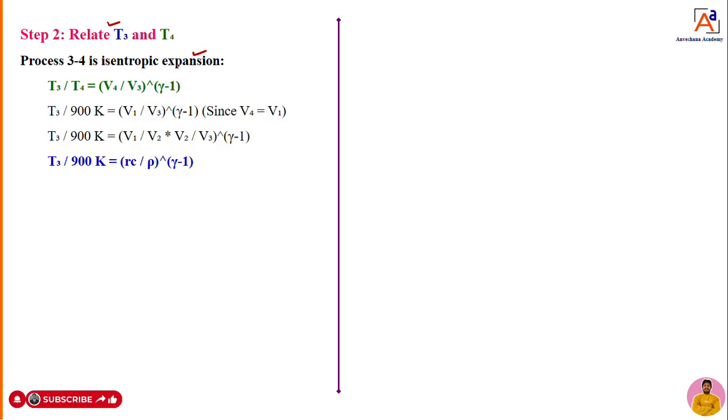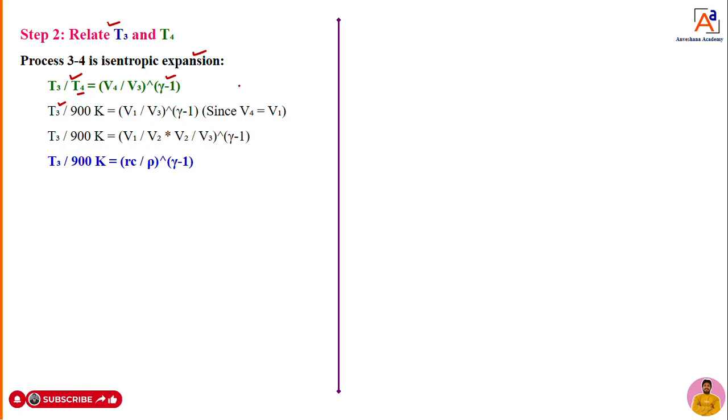We can write the temperature variations versus volume in terms of an equation. What is that equation? We know this standard equation: T3 by T4 is equal to (V4 by V3) to the power of gamma minus 1. What is T3 here now? I will write it as T3. I don't know the value of T3, so I will keep it as it is. But he has given the T4 value as 900 Kelvin, so I will write it here.